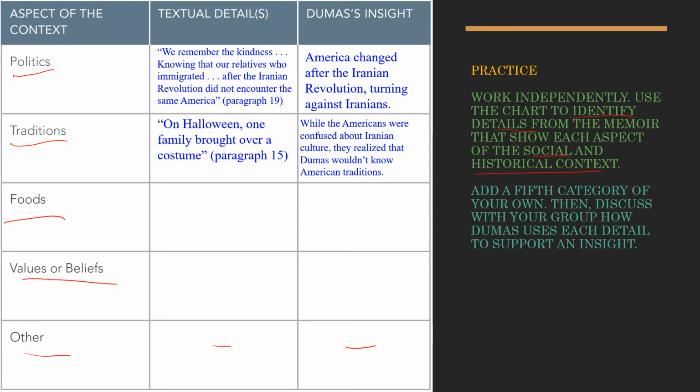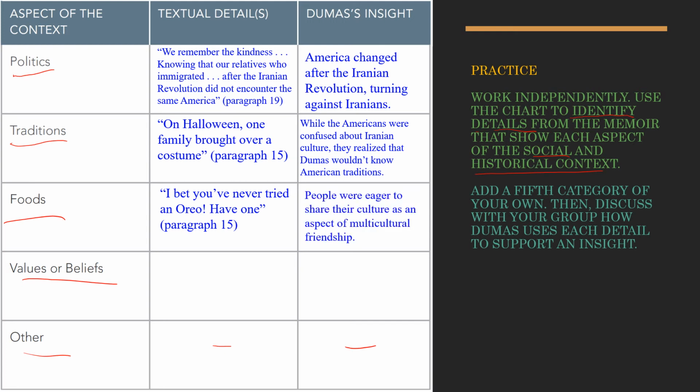All right, then we move to foods. For the foods, there is an example also in paragraph 15. "I bet you have never tried an Oreo. Have one." As you see, those examples that we take are related to those aspects, and I believe they are not hard to spot.